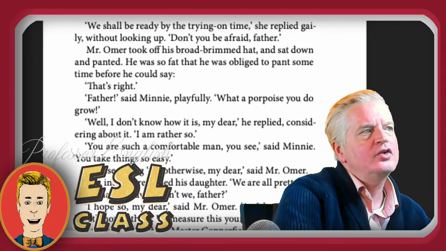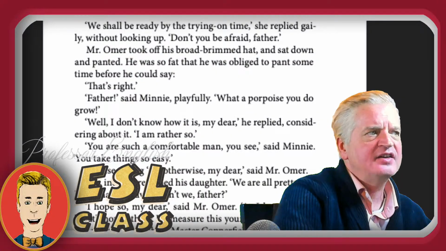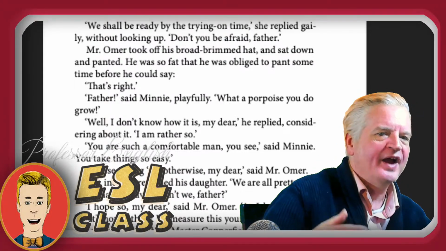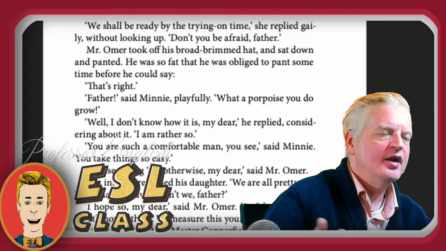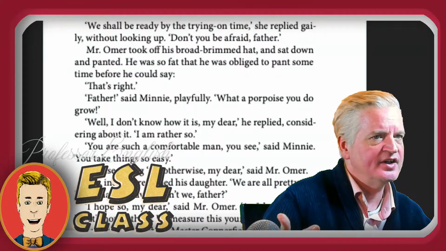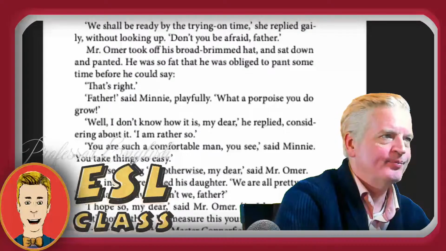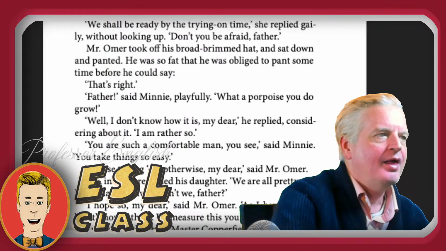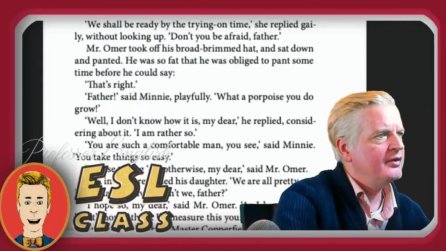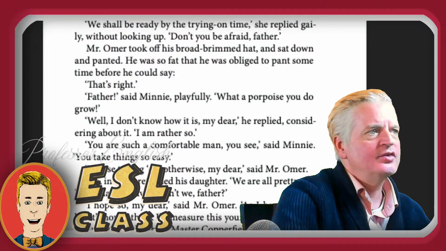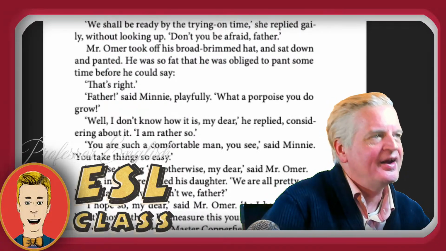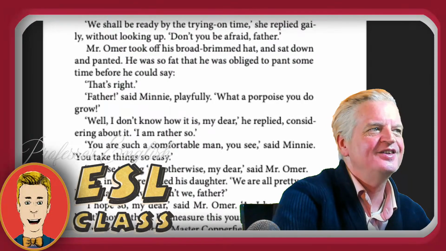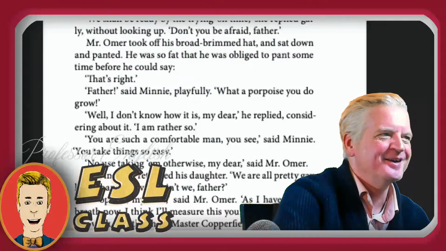Mr. Omer took off his broad-brimmed hat and sat down and panted. So we have all these different words. We have puffing and short-winded, and now panting. Panting, have you ever seen a dog? What a dog does when a dog is hot? That's panting. So, he's fat and very unhealthy, so he can't breathe very well. So he sat down panting. Mr. Omer took off his broad-brimmed hat and sat down and panted. He was so fat that he was obliged to pant some time before he could say, so, that's right. That's how he said it.